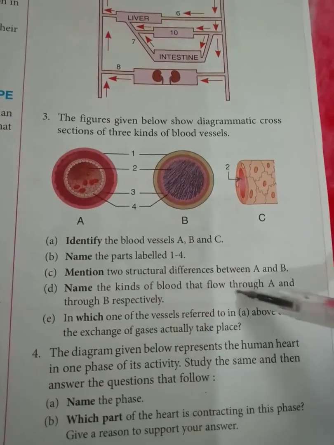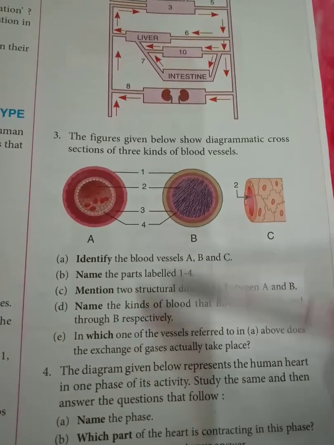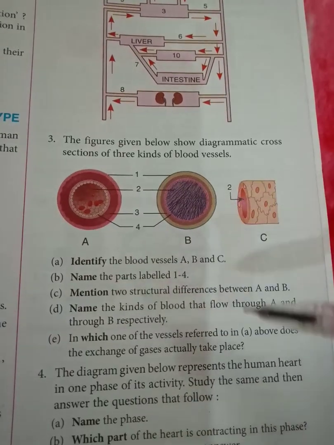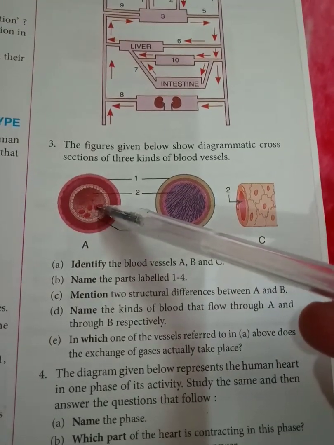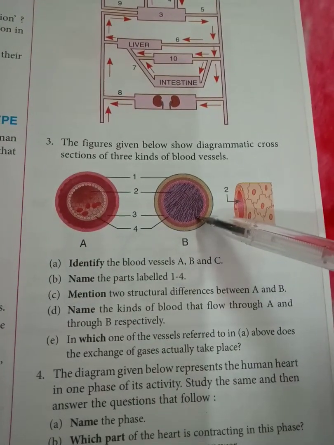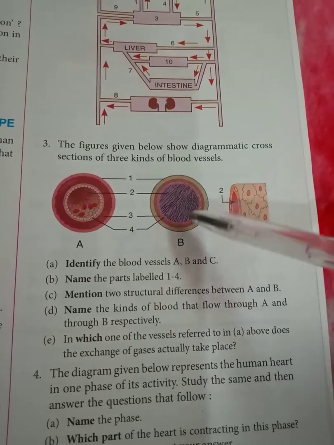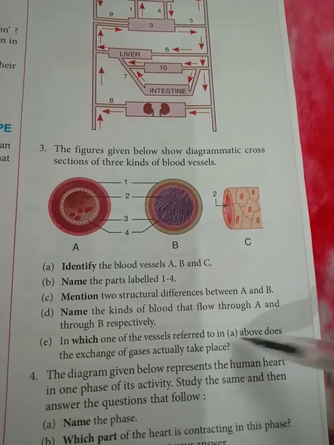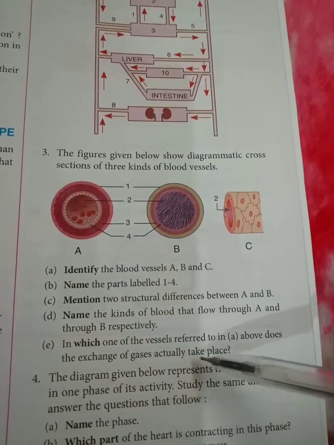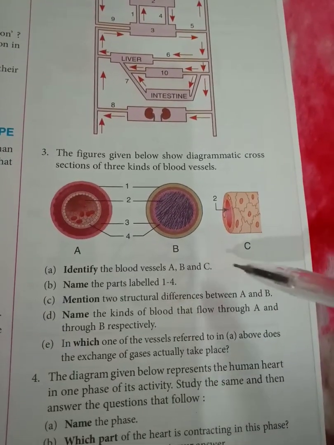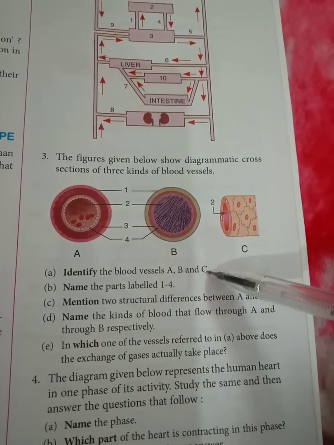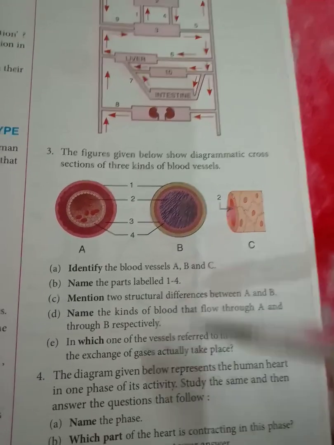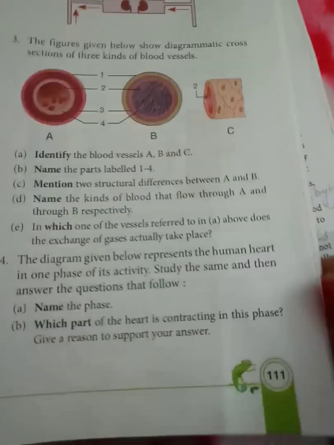Then name the kinds of blood that flow through A and through B respectively. Through A is oxygenated blood, through B it is deoxygenated blood. Exceptional cases are pulmonary artery and pulmonary vein. In which of the vessels referred to above does the exchange of gases actually take place? In C, exchange of gases takes place through capillaries only, by diffusion of the substances.